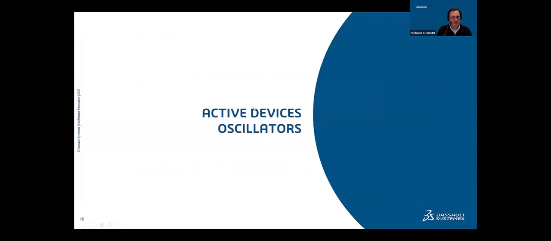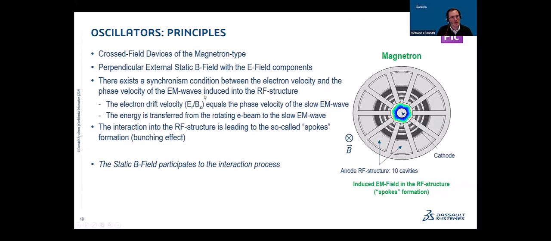Let's now move on to the oscillators and how they behave. The famous oscillator that we know now, despite these presentations, but which is also commonly studied in the community, is the magnetron. Here the magnetron, as I said previously, is a cross-field device. That means you have an external magnetic field perpendicular to the E-field components.